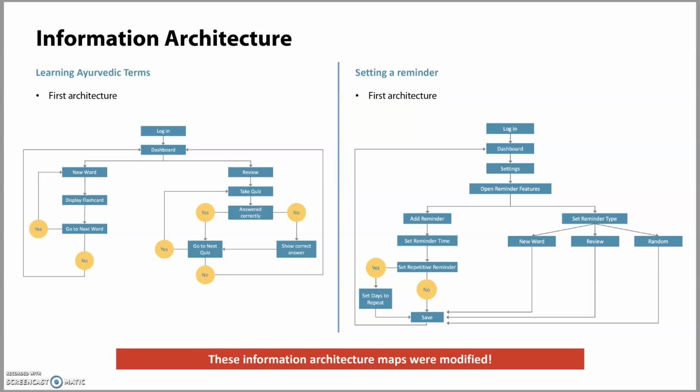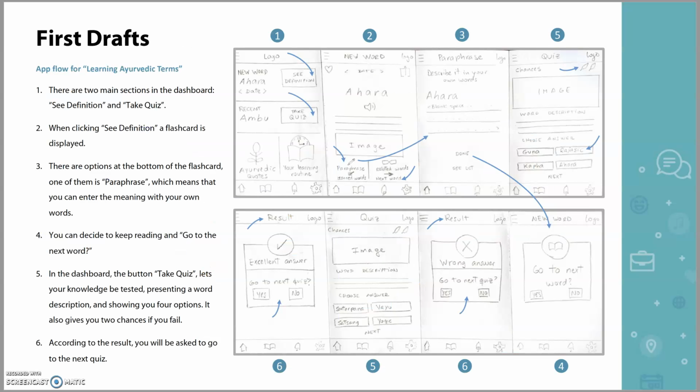The information architecture. These are the maps that I developed in order to have a better idea of the app flow. The two purposes of the app: teach Ayurvedic terms and also help the user to set a reminder. Of course, these maps were modified. The first drafts I developed were low fidelity wireframes.